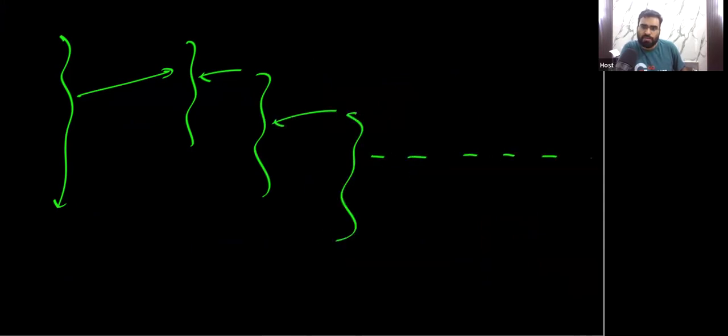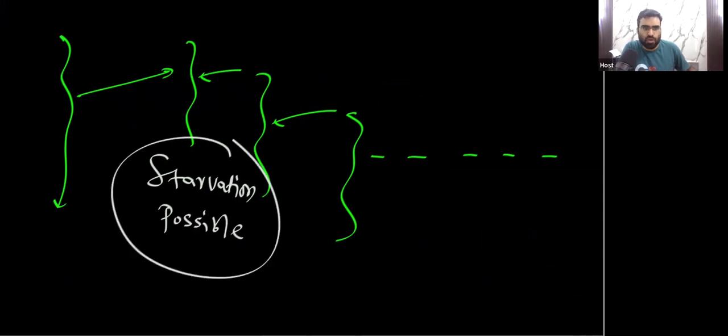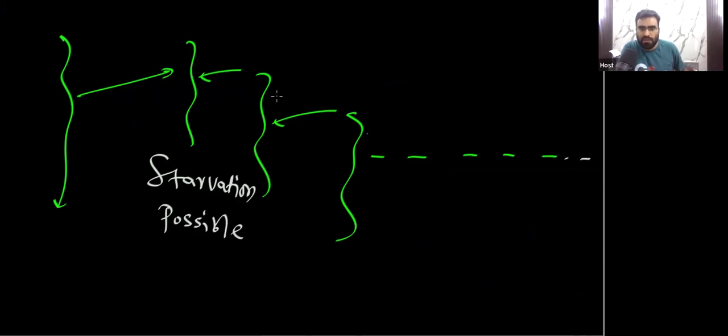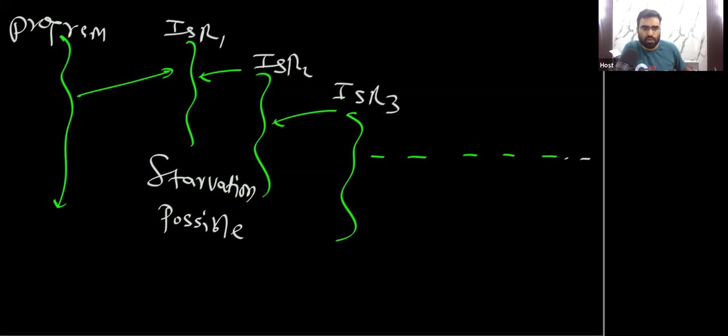So basically there is no idea, and starvation can happen. Starvation is possible. Do you agree? In this solution, starvation is possible because we have no idea when the CPU will completely execute this ISR. Remember, this is your program, but these are ISRs. For example, this is ISR1, this is ISR2, this is ISR3. There is no idea when this ISR will complete.